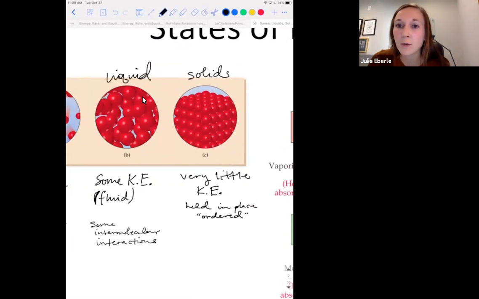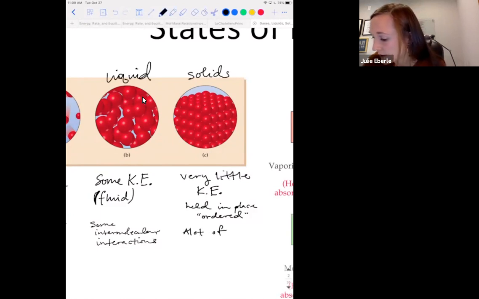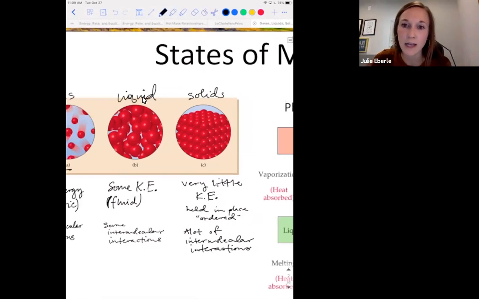And what about their intermolecular interactions? Do you think there's a lot of attractive forces between molecules or atoms in a solid compared to gases and liquids? If those molecules are being held in place, there's got to be attractive forces there. Yeah, a lot. So they have a lot of intermolecular interactions. Okay, a lot of attractive forces in between those molecules that are holding them in place.